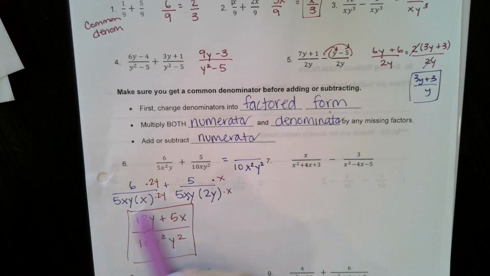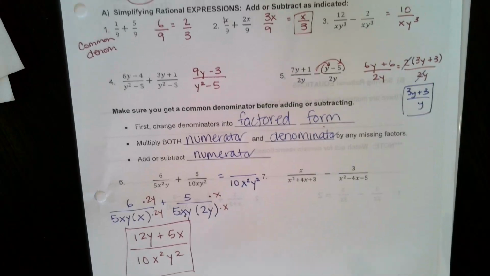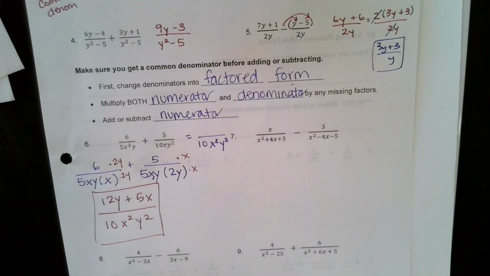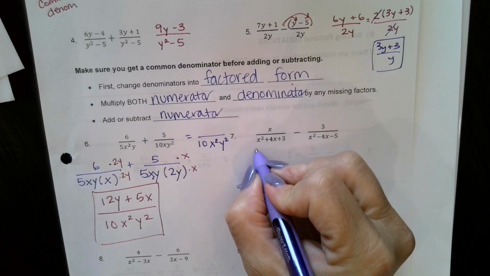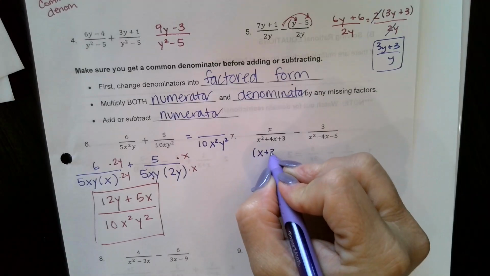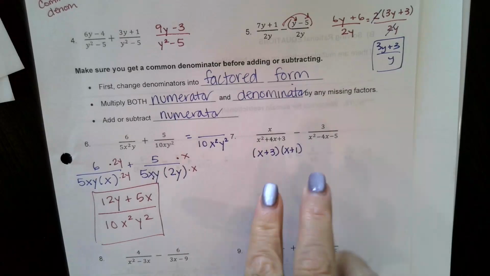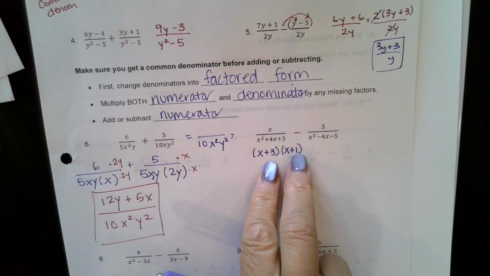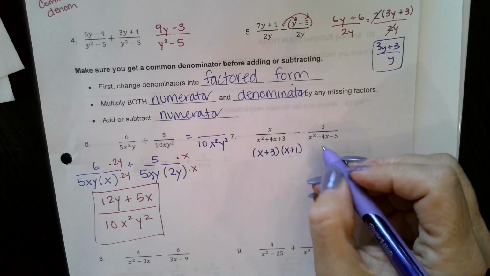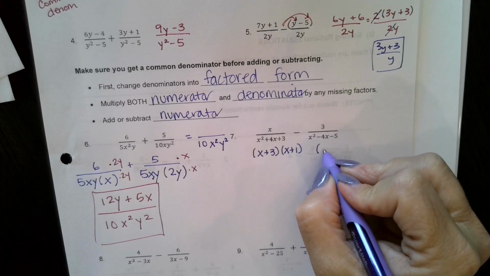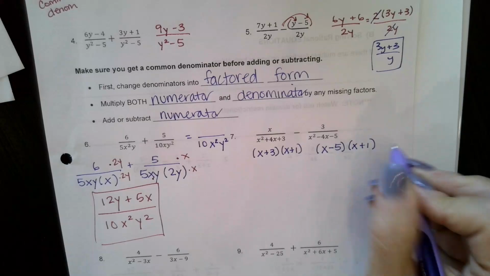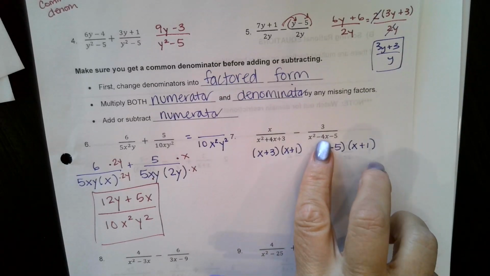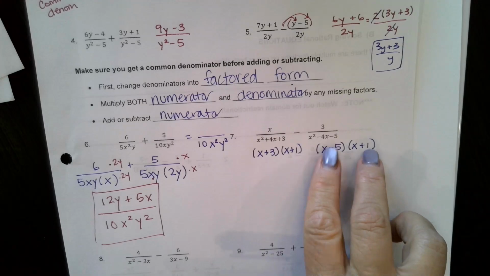Now, you're going to see why I think this one is the hardest one that we have on this whole page, the first one. Because if we take this and we put it in factored form, I'm factoring the denominator. So if I factor the denominator, I'm going to have x plus 3, x plus 1. 3 plus 1 is 4, 3 times 1 is 3. Okay? Now over here, I'm going to factor this denominator, and I'm going to have x minus 5, x plus 1. So negative 5 plus 1 is negative 4. Negative 5 times 1 is negative 5.